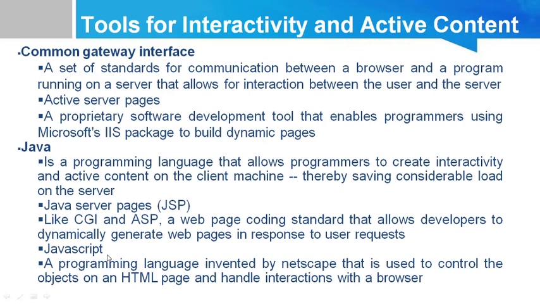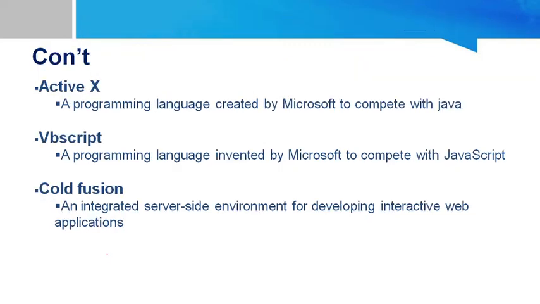You know that Java is a programming language that allows programmers to create interactive and active content on the client machine. Basically, you can use Java Server Pages. You can use CGI and ASP for web page coding. You can use dynamic JavaScript. You can use HTML to handle the interaction between the pages and the browser.